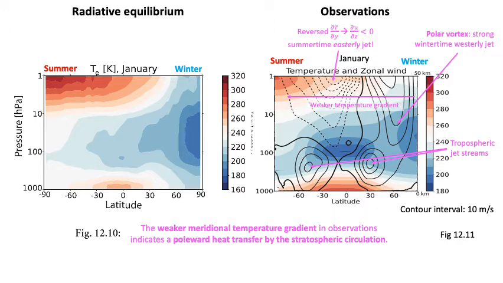Just overall to note, the weaker meridional temperature gradient that you see in observations indicates that there's a poleward heat transfer by the stratospheric circulation. So the fact that the real temperature distribution is not at radiative equilibrium, but has a weaker temperature gradient than radiative equilibrium, is allowed if you have heat transport by the overturning circulation.